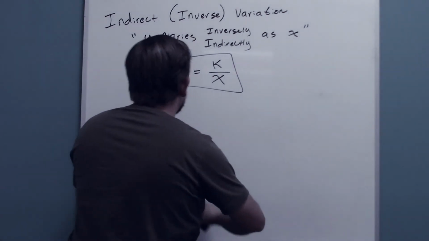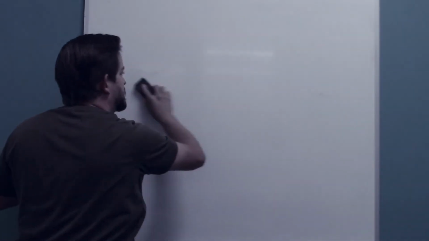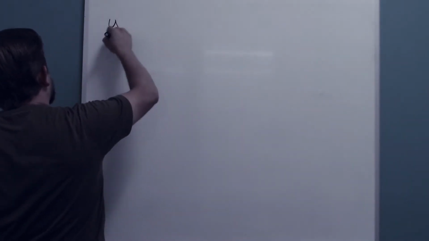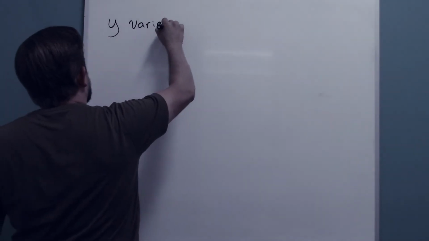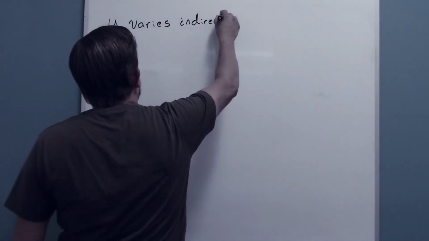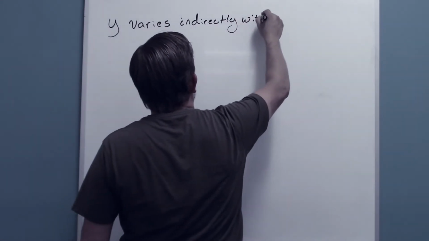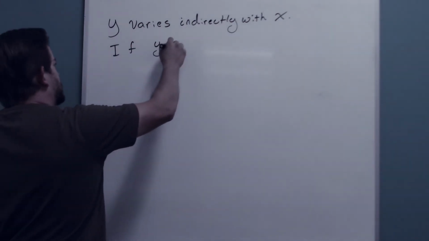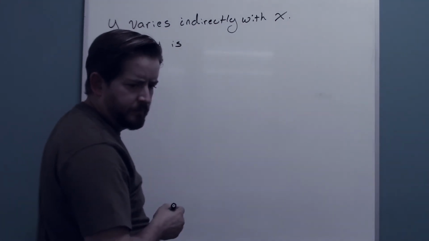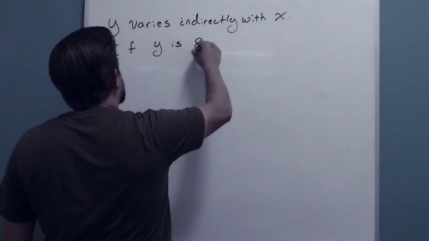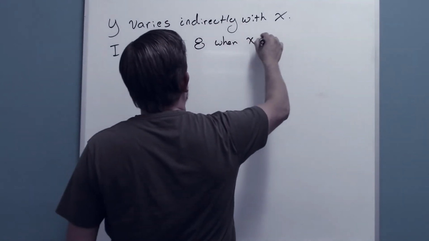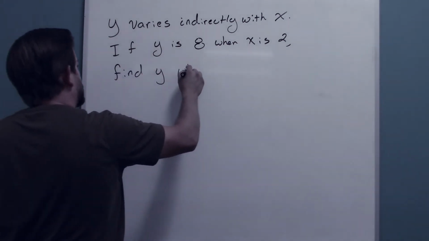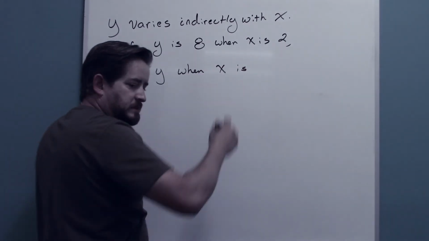So let's see how one of these works. Play with a couple problems. Let's say y varies indirectly as x. Okay. If y is 8 when x is 2. Find the value of y when x is 8.